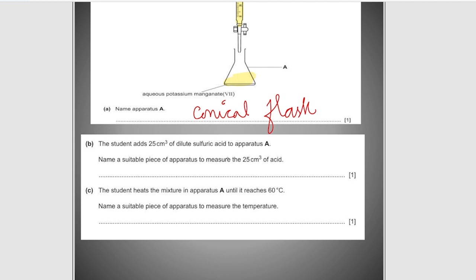Name a suitable apparatus to measure exactly 25 cm³. It can be a measuring cylinder if you want to measure exactly. The student heats the mixture in apparatus A until it reaches 60 degrees centigrade. Name a suitable piece of apparatus to measure the temperature, that is a thermometer.